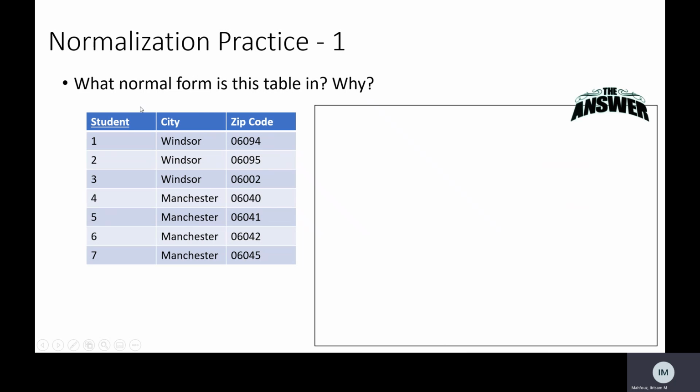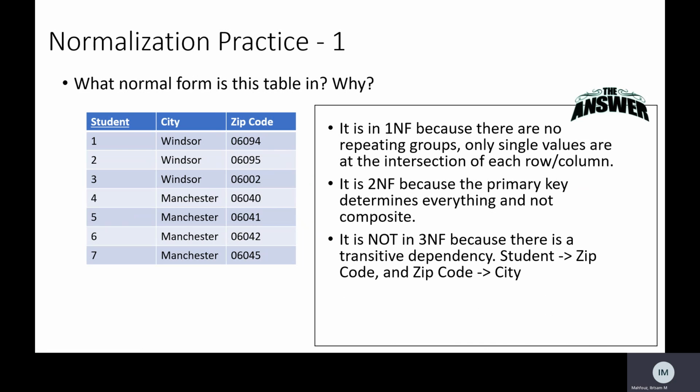So let's ask ourselves, is there any attribute here that depends on any other attribute that's not the primary key? And the answer is yes. The zip code depends on the city. The zip code in no way depends on who the student is. So here I have a transitive dependency. So is this table in third normal form? The answer is no. This table is not in third normal form because of the transitive dependency. Here, student determines the zip code, and that should not be the case.